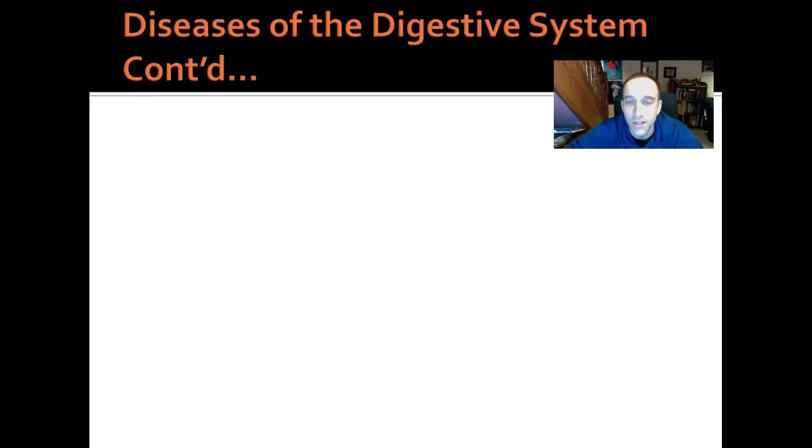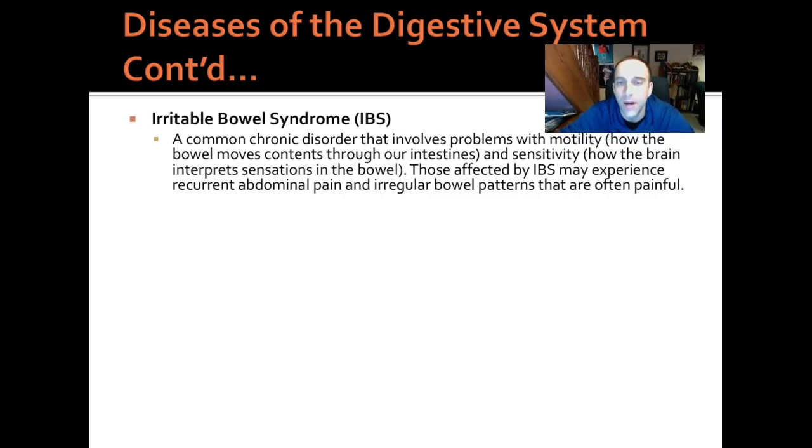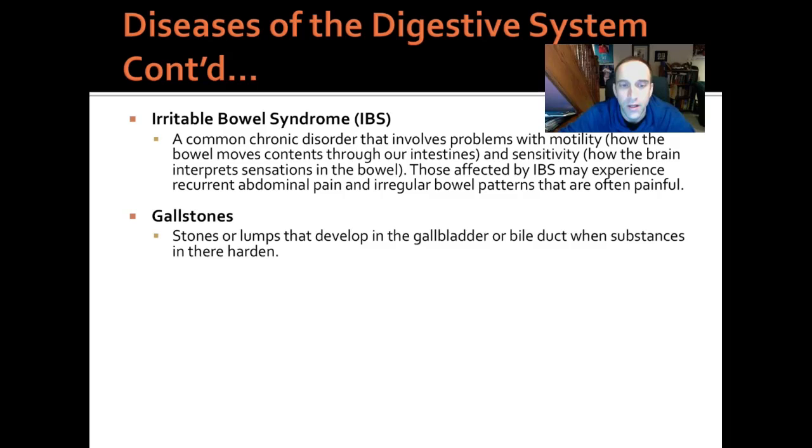Other conditions or diseases include irritable bowel syndrome, a common chronic disorder that involves problems with how the bowel moves contents through our intestines, and sensitivity, how the brain interprets the sensations in the bowel. Those who have IBS may experience recurrent abdominal pain and irregular bowel patterns. Gallstones occur when stones or lumps that develop in the gallbladder or bile duct harden. It can become very painful as they're passed.